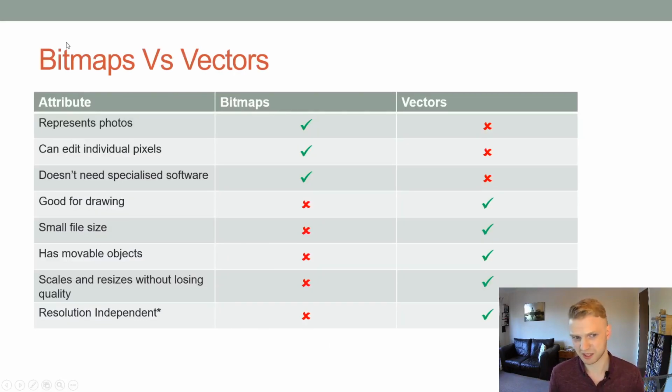This really just sums it up. I made this because I know it was quite a lot of words. So this one represents bitmaps. Advantages are photos, individual pixel editing, and no need for specific software. The vectors advantages are good for drawing diagrams and all that. Tiny file size, you can move objects, you can resize objects, and you can jump between screens.